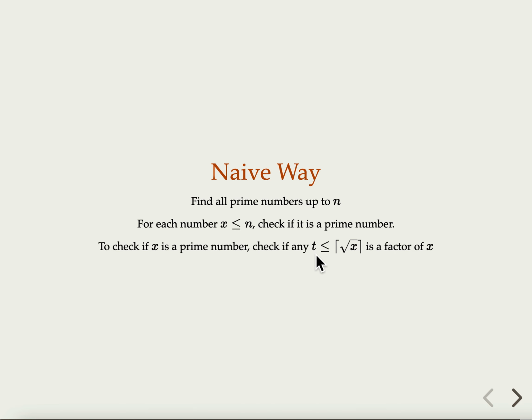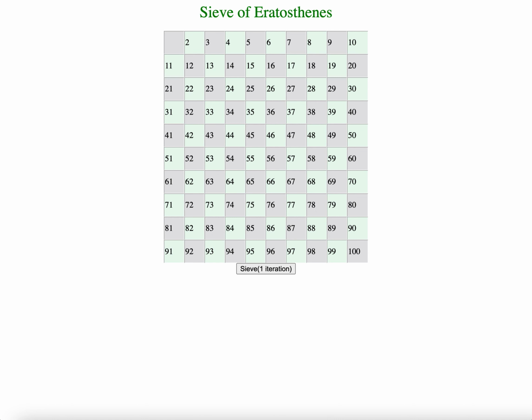So that's the algorithm. But today we're going to introduce what is called the Sieve of Eratosthenes. He was a Greek mathematician who figured this out more than 2,000 years ago. This is how the algorithm works. You list out all the numbers. Notice that we skip number 1, because by definition number 1 is neither a prime number nor a composite number. Number 1 is special.